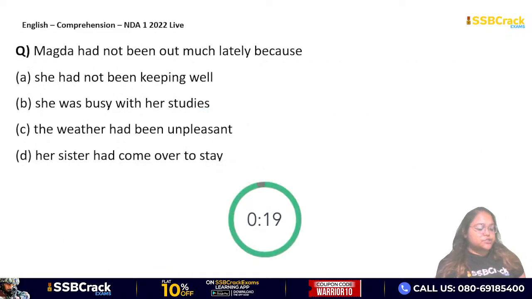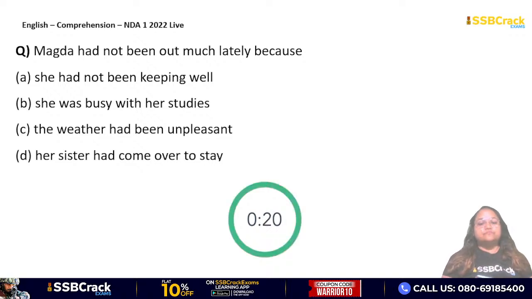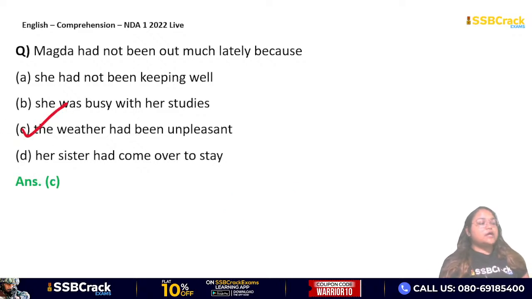This is the first question. Magda had not been out much lately because she had not been keeping well. She was busy with her studies. The weather had been unpleasant. Her sister had come over to stay. Why was she not out lately? Okay, the answer will be option C. The weather had been unpleasant.